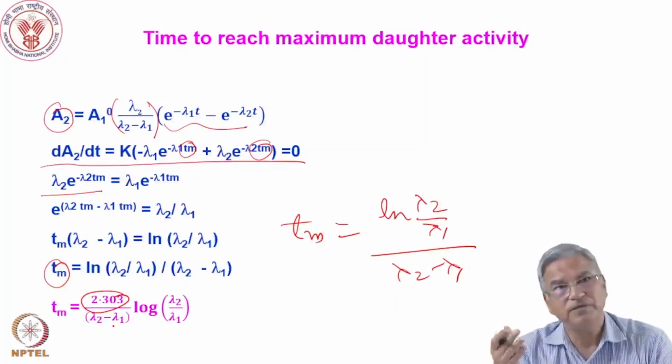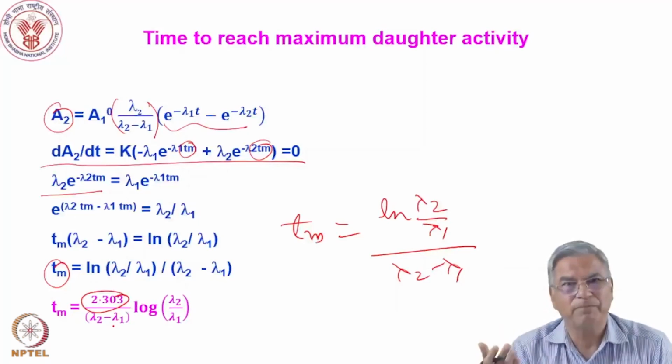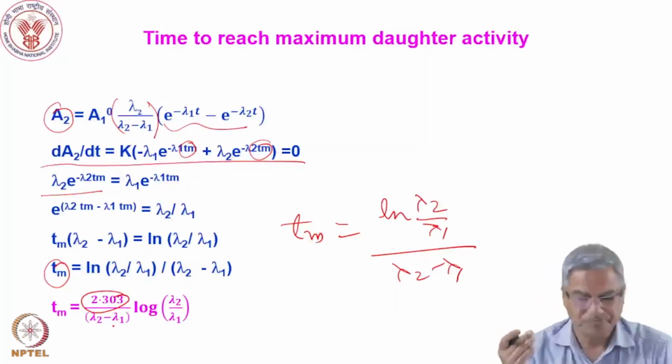Even in the case of no equilibrium, the daughter activity will reach a maximum, and you can calculate at what point of time it will happen.